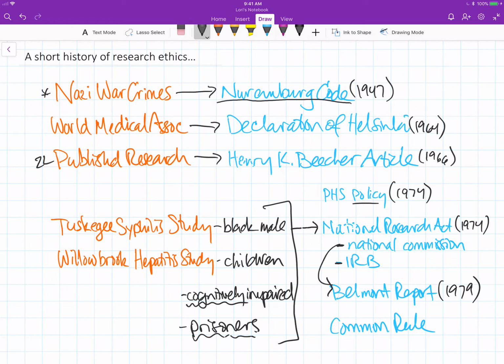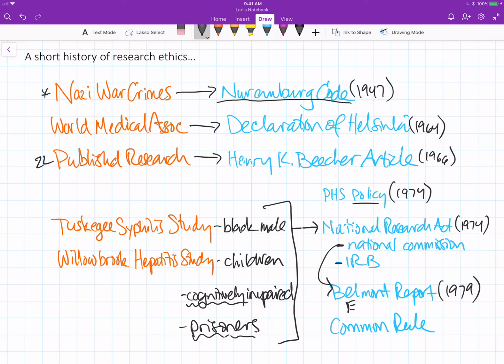Now, coming back to the Belmont Report, it has its three main elements. It has respect for persons, beneficence, and justice. And so those are the guiding principles that really help us as we're going through studies that we need to make sure that we're protecting people, that we're respecting their autonomy, that we are doing things in a just way.